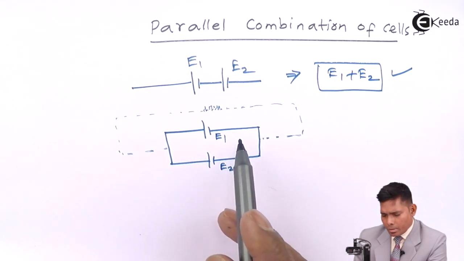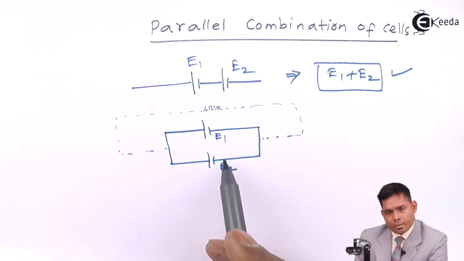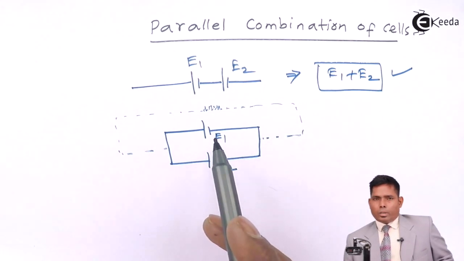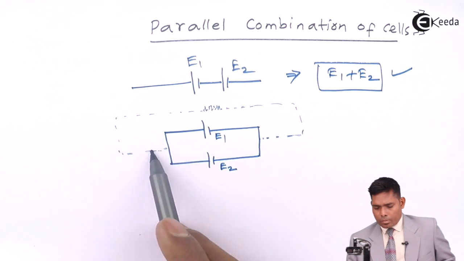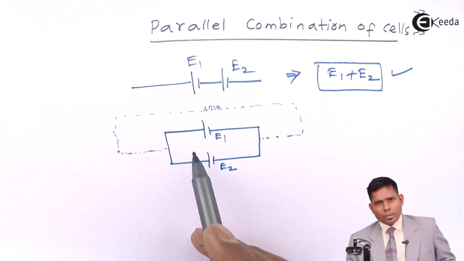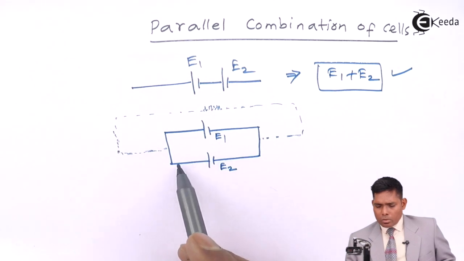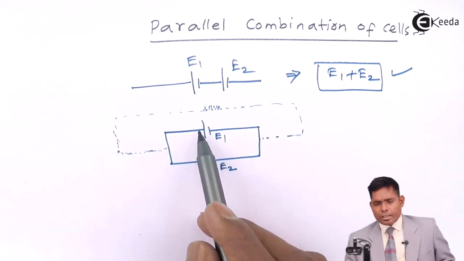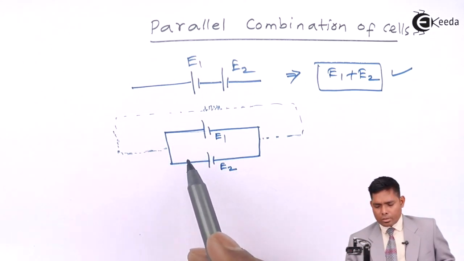But for the time being, if you think that this cell is not there, then only this cell will allow the current to flow. This will make the current flow in clockwise sense. If this cell is not present, only this cell is present, then this will also make the current flow in clockwise direction. But the current in this case and in that case will not be same if the EMFs are not same, but they would have their individual current.